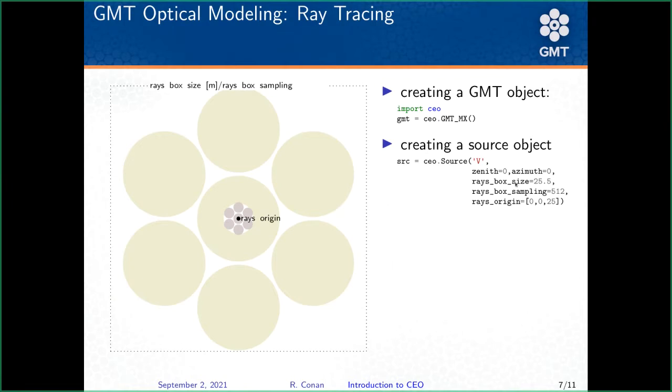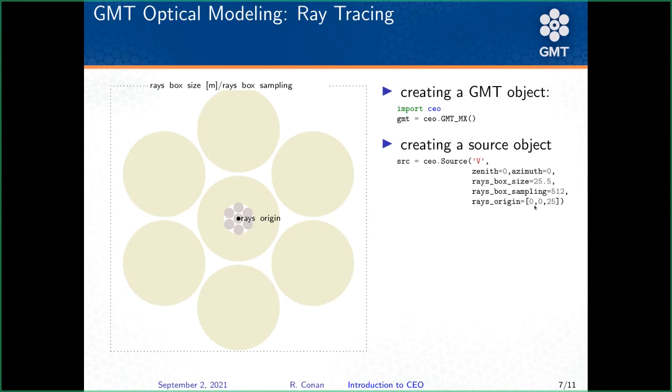So ray box size and ray box sampling really define this. You can put a box around your primary mirror, and ray box size is the size of one side of your box in meters, and ray box sampling is the number of sampling points across the side. That's going to define the number of rays and their spacing, and how you're going to sample the telescope with rays. Rays origin, so what does that mean?